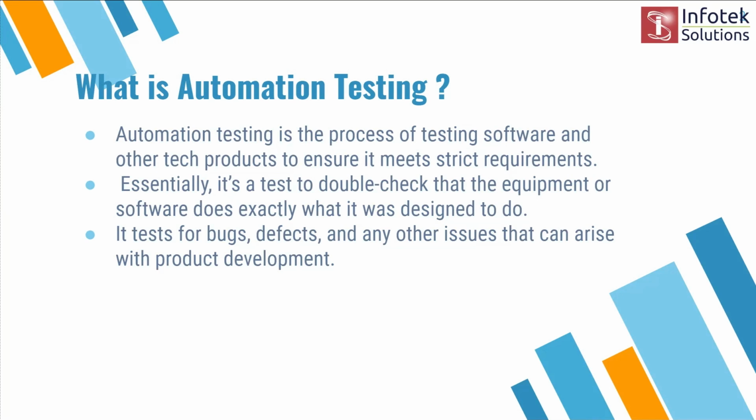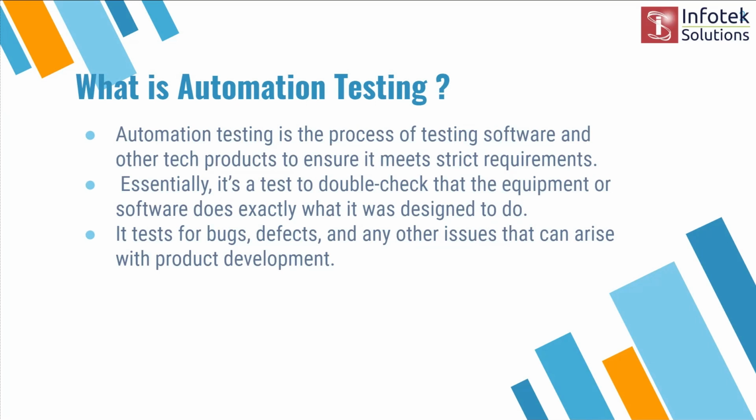Automation testing is the process of testing software and other tech products to ensure it meets strict requirements. Essentially, it's a test to double check that the equipment or software does exactly what it was designed to do. It tests for bugs, defects, and other issues that can arise with product development.